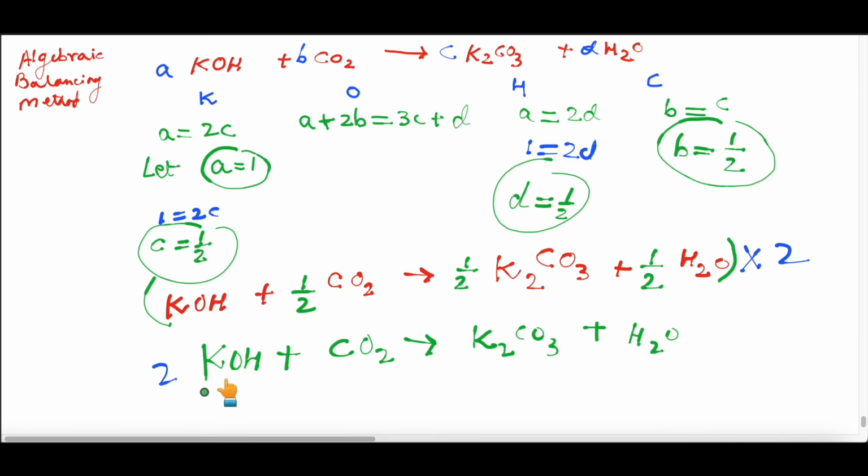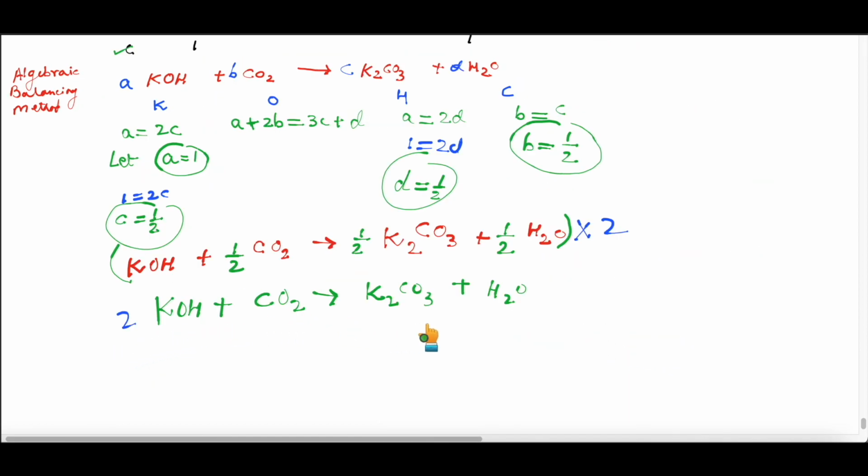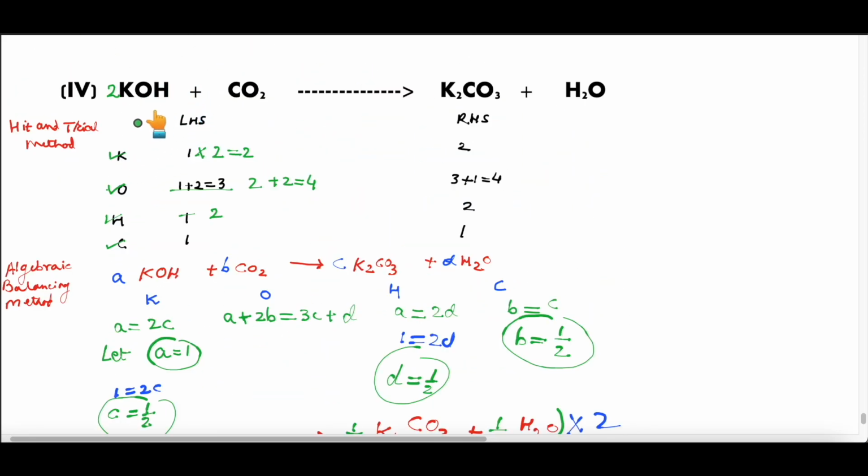So the balanced chemical equation here is 2 KOH plus CO2 gives K2CO3 plus H2O. This is the balanced chemical equation by algebraic balancing method and it is the same as that with the hit and trial method, that is 2 KOH plus CO2 yields K2CO3 plus water.